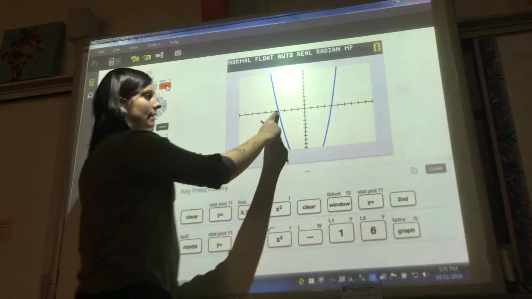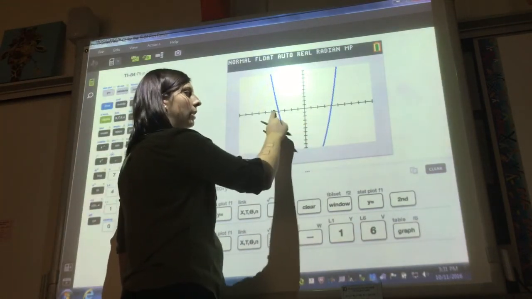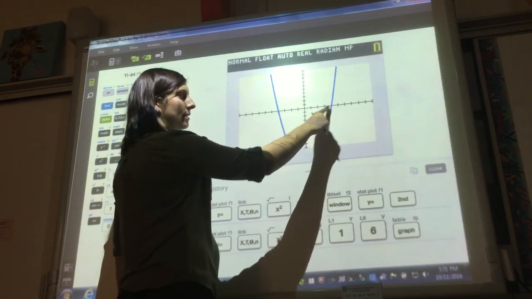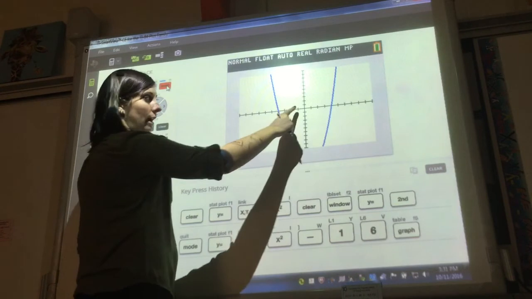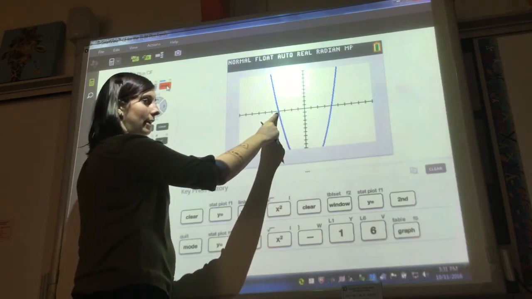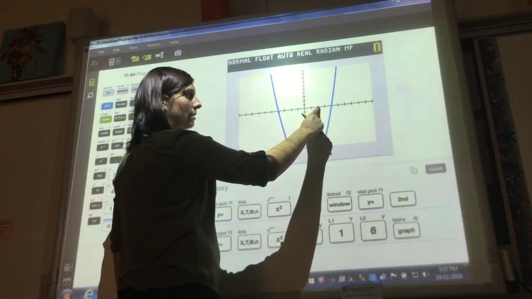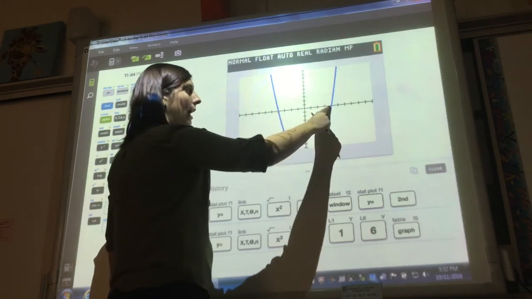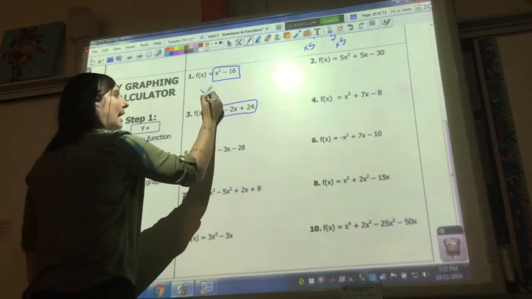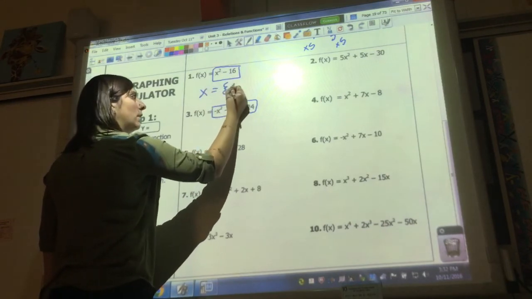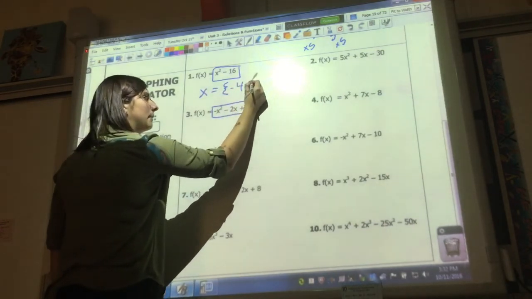Your job is to find out where the line crosses the x-axis. So if I look down here, I'm at -4. I just counted by my scale, and +4, 1, 2, 3, 4. So -4 and +4. So when I go back to my notes page, x equals -4, +4.